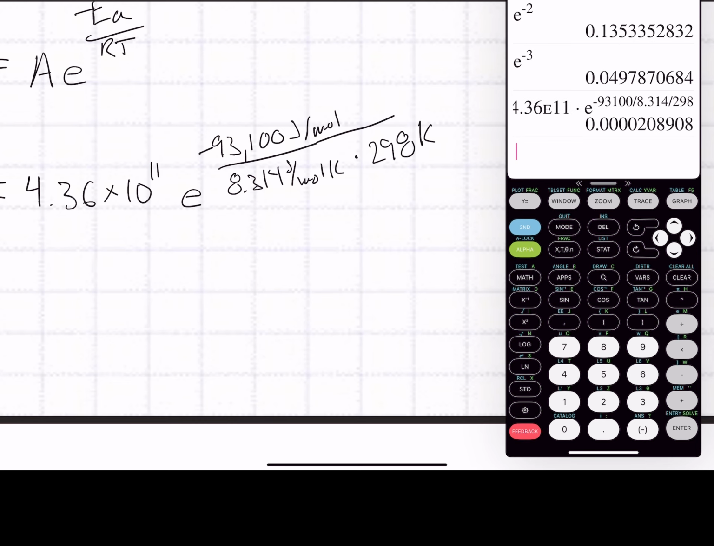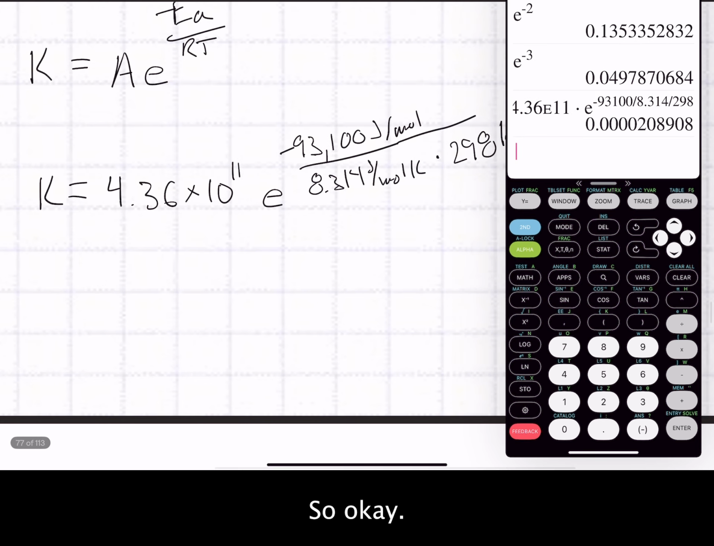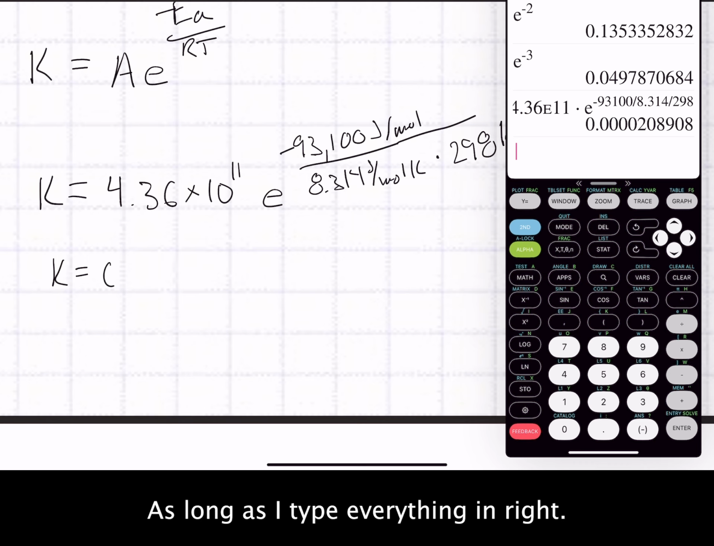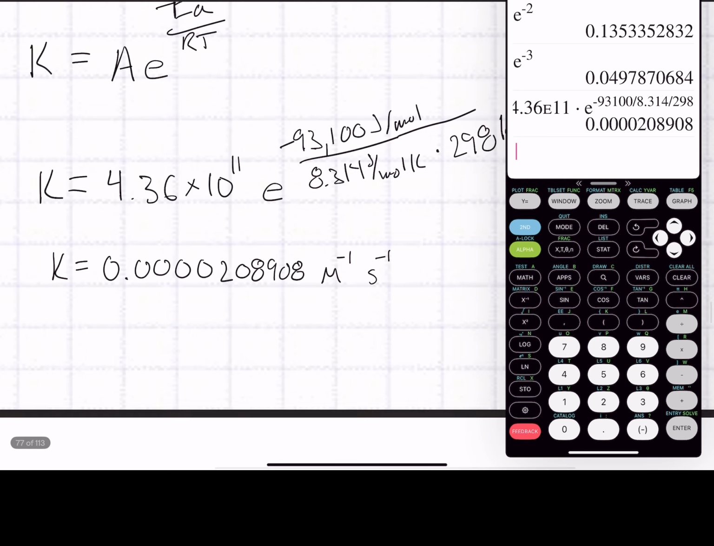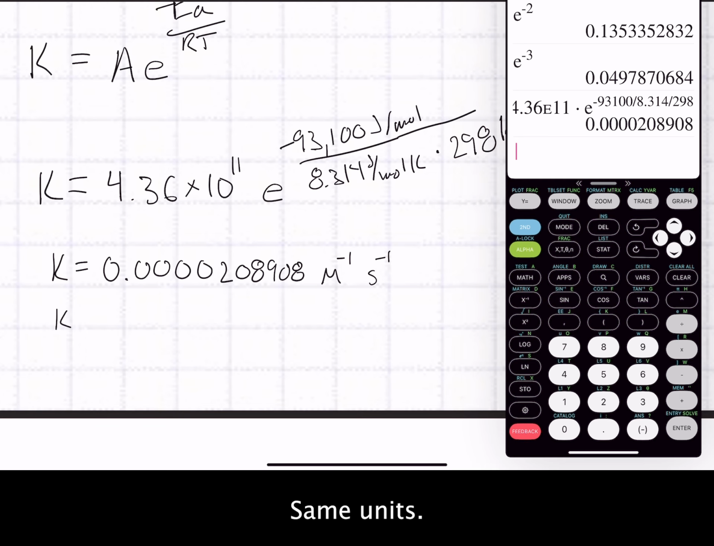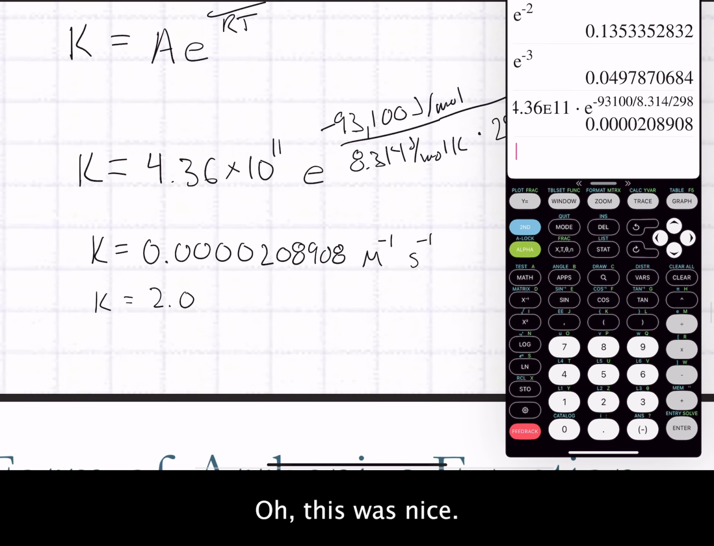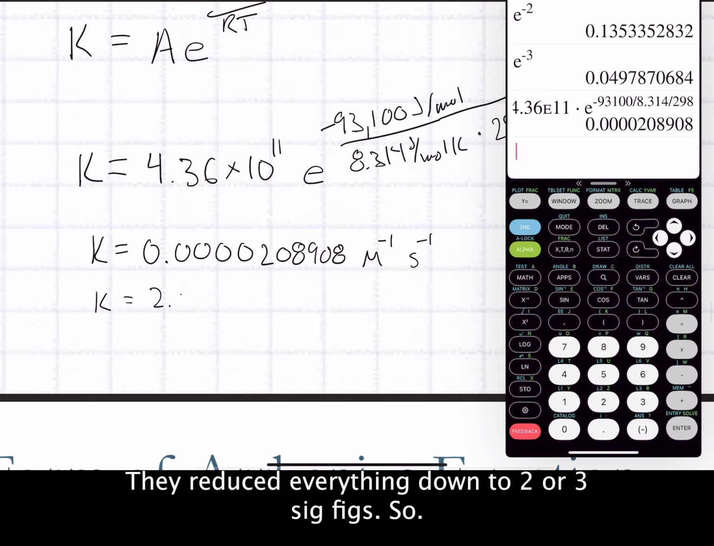So, okay, as long as I typed everything in right. 0.02342089, same units. Or you could say 2.34. Oh, this was nice. They reduced everything down to 2 sig figs or 3 sig figs.